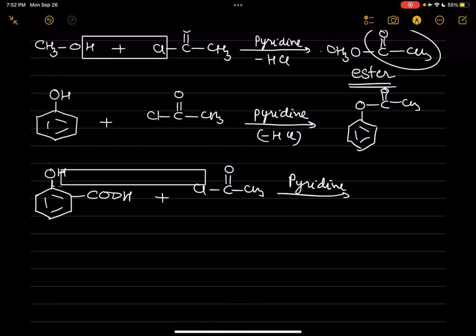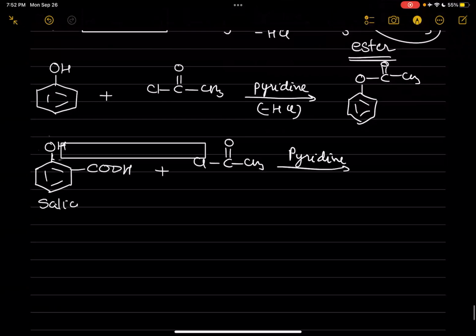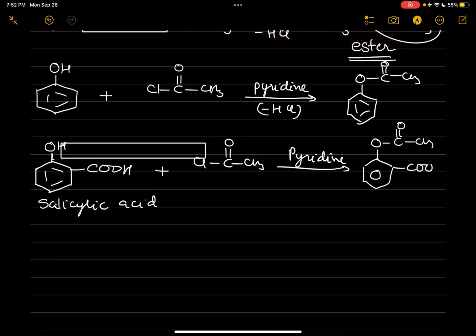So this is salicylic acid. And if you do the acetylation, it becomes OCOCH3. Okay. This molecule holds a very important place in our daily life. Okay, this is aspirin.